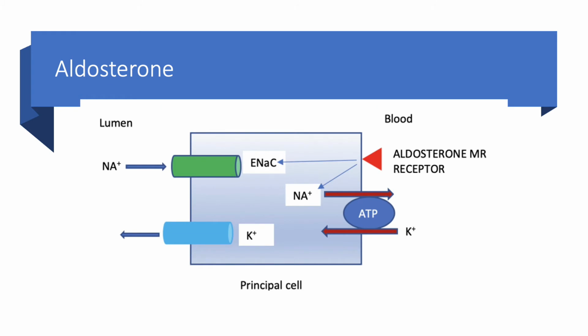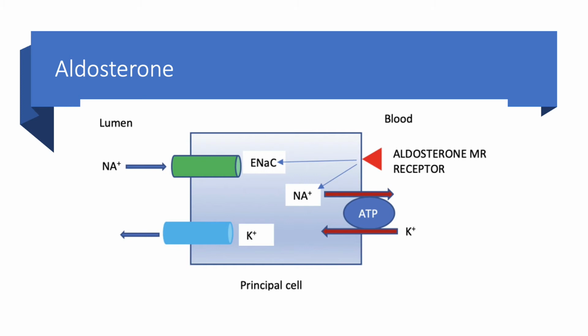Let's look at the role of aldosterone again. Aldosterone is going to act on the aldosterone mineralocorticoid receptor. It's going to activate the sodium-potassium ATPase pump. So therefore, sodium is going to go out and potassium is going to go into the cell. But it is also going to affect the ENaC, the epithelial sodium channel, which is located on the apical membrane of the principal cell in the collecting tubule. Now, with the effect of aldosterone, sodium is going to go in and potassium is going to go out. So this is how potassium is excreted in the principal cells in the collecting tubule.